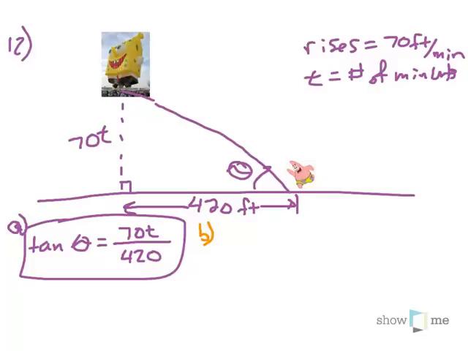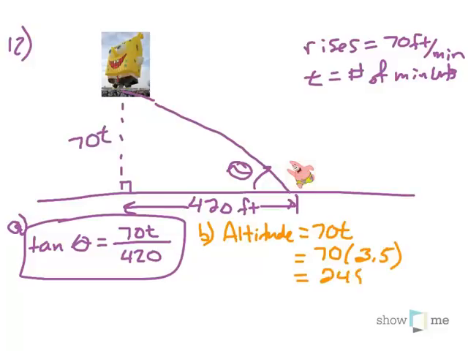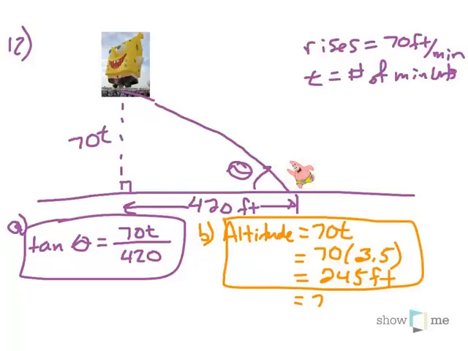Well, this was pretty simple. Altitude is just 70t. So if t is 3.5, you take 70 times 3.5, which is 245 feet. After 22 minutes, it's the same thing. I put a 22 in for t. Seventy times 22 is 1,540 feet.